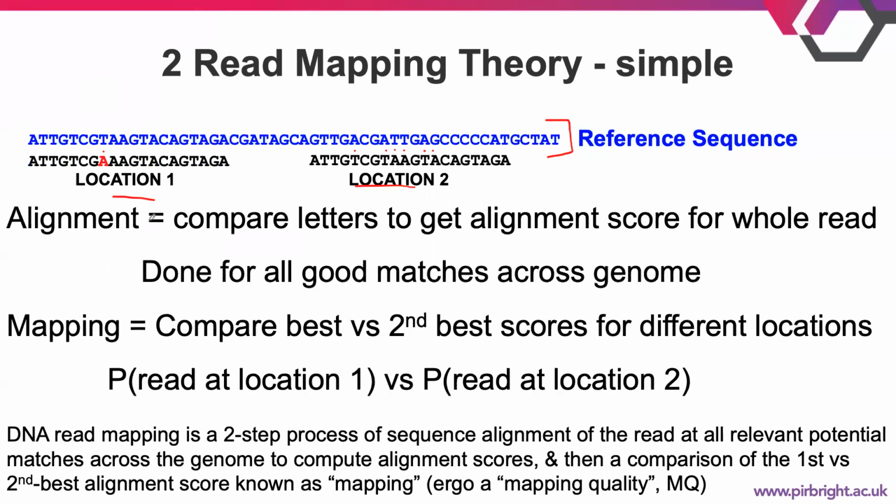Essentially, the first stage is to get the alignment scores for each of the reads that have a high quality score compared to particular regions. And then mapping is the comparison of the best versus the second best scores. That's essentially what it boils down to: the probability of mapping at location 1 versus the probability of mapping at location 2, scaled by different factors. So if a read has high similarity to multiple locations in the reference genome, that means that the mapping quality will actually be low, even if those alignment scores are very, very good.